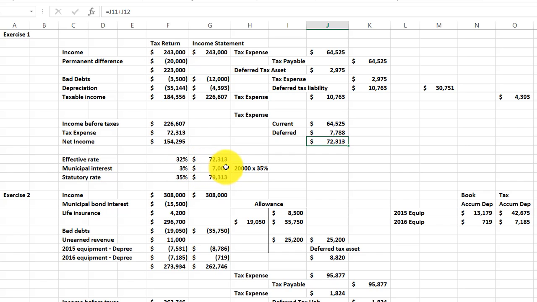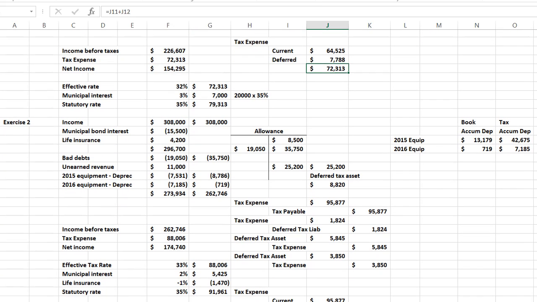Municipal interest was a $7,000 difference, because that's $20,000 of our interest times 35%, or 3%. Add those together and you get the statutory rate. So GAAP requires us to show our effective rate, the statutory rate, and anything that explains the difference. Those are always permanent differences, and any significant ones need to be listed. So municipal interest, significant, is listed there and shows how you calculate it.